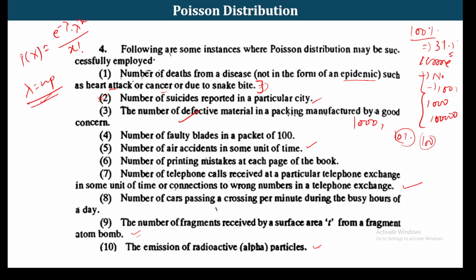Somewhere it's a Poisson distribution or an exponential distribution. If we are talking in terms of time, you can apply Poisson or exponential. Let's say waiting time or service time, then we specifically go for the exponential distribution. Even though you can apply Poisson also, you will get the same answer.